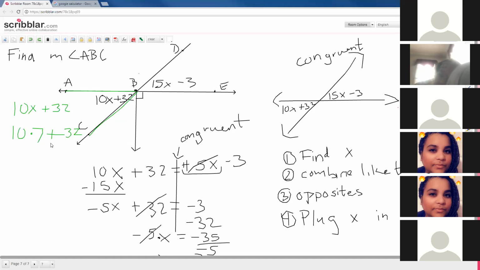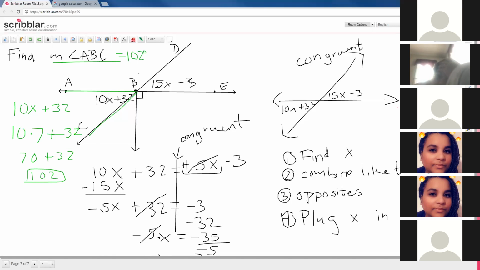Now we just need to simplify this. We're using our order of operations skills right now, or plug it into a calculator. So order of operations says to do the multiplication first. 10 times 7 is 70. Then add the 32. 70 plus 32 is 102. So the actual measure of ABC is 102 degrees.